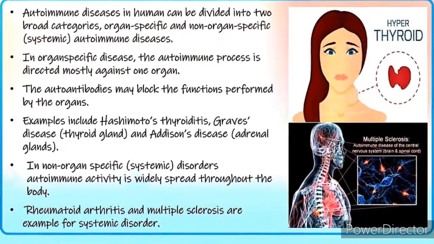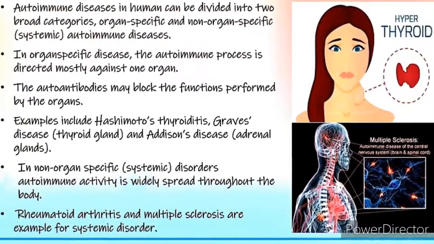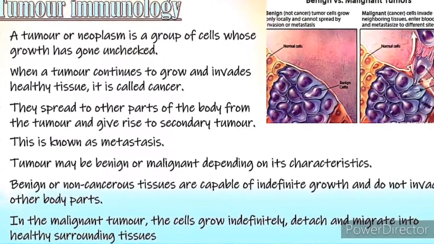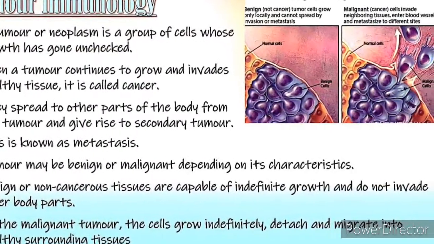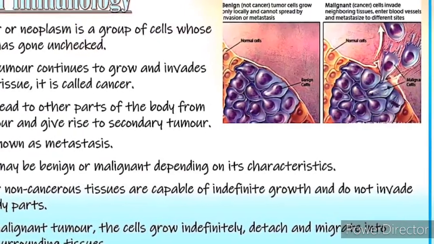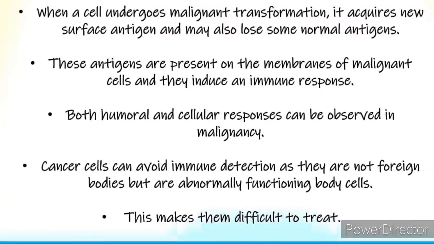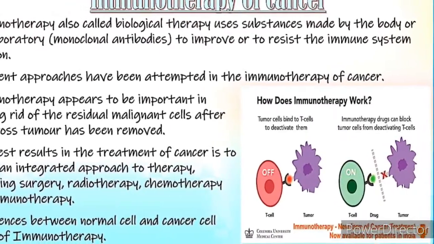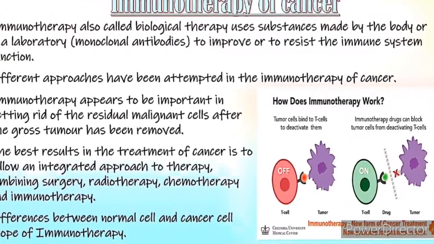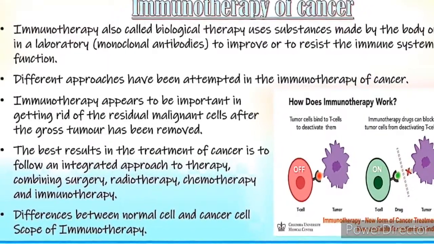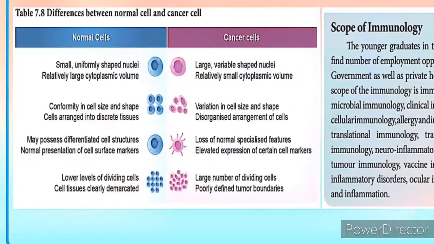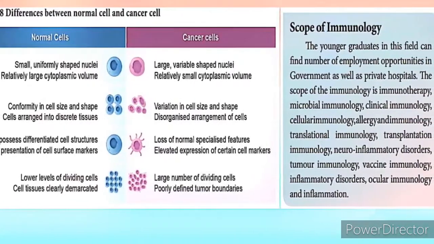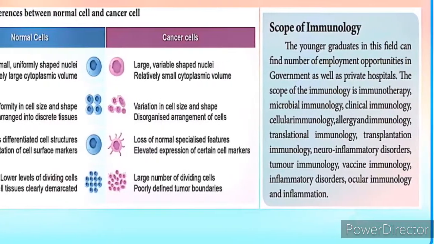Examples: Hashimoto's thyroiditis, Graves' disease, Addison disease. Tumor immunology. A tumor or neoplasm is a group of cells whose growth has gone unchecked. When a tumor continues to grow and invades healthy tissue, it is called cancer. They spread to other parts of the body from the tumor and give rise to secondary tumors. This is known as metastasis. Tumors may be benign or malignant. Benign is non-cancerous and malignant is very harmful.